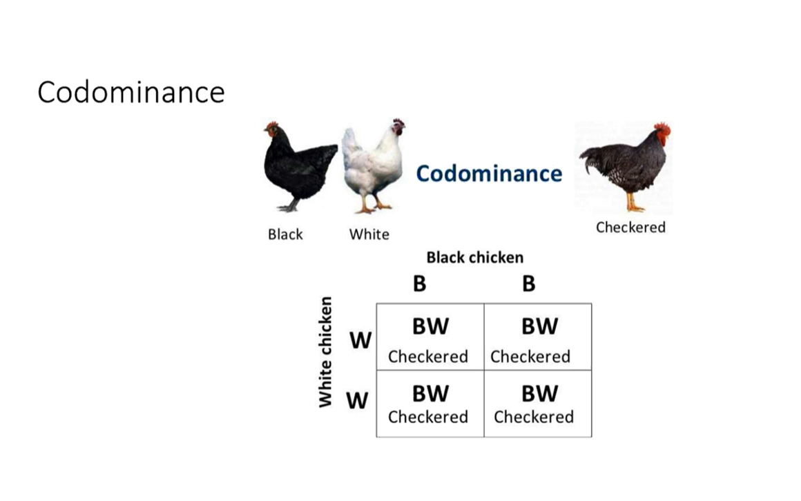So people often get incomplete dominance and codominance mixed up, so be careful with those. One, incomplete dominance, it's a blend. Codominance, both of them show, and it's not a blending, but usually a checkered or a stripe or something like that.